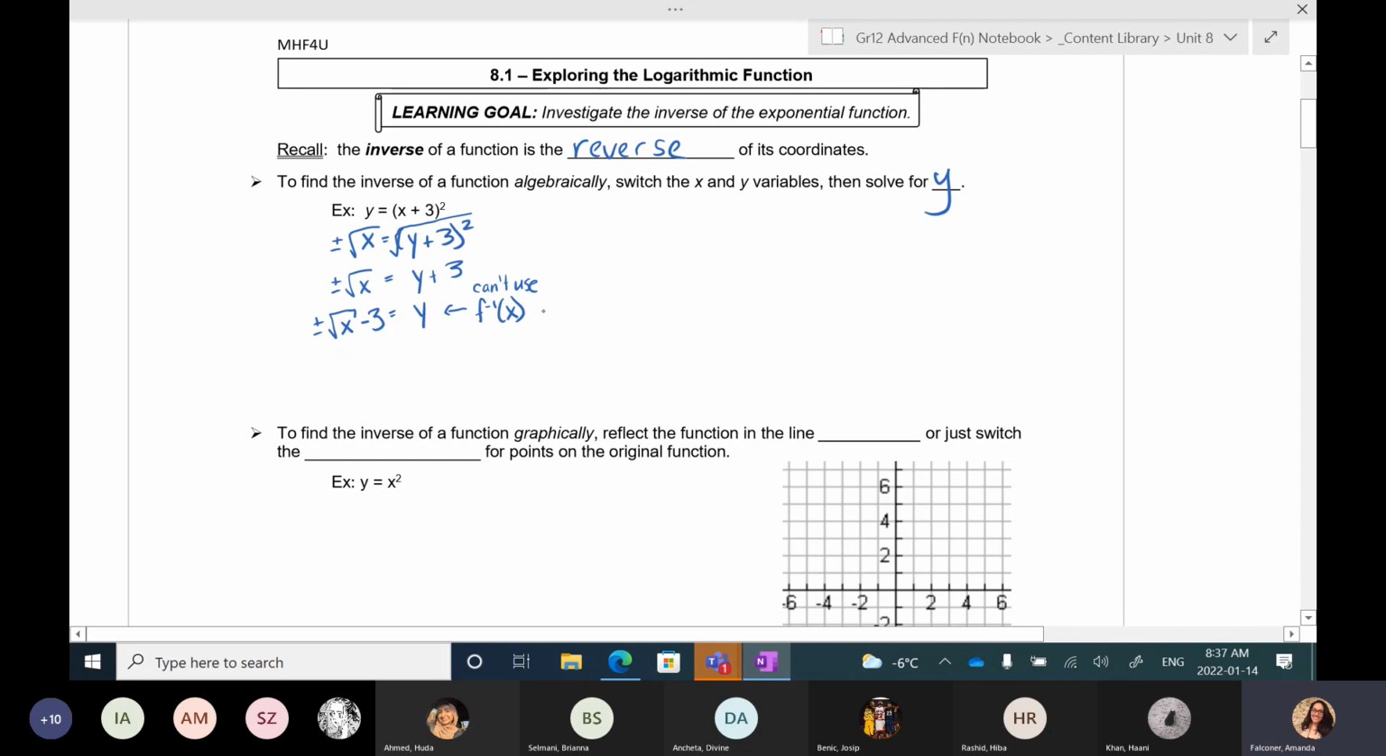And that's because it fails the vertical line test. If we think about what this started out as, it started out as a parabola because it was squared, shifted to the left 3, but it was a parabola. And then when we do the inverse, it turns out to be a sideways parabola, right on its side, something like that. And it fails the vertical line test. So we can't use that f to the negative 1 of x notation.